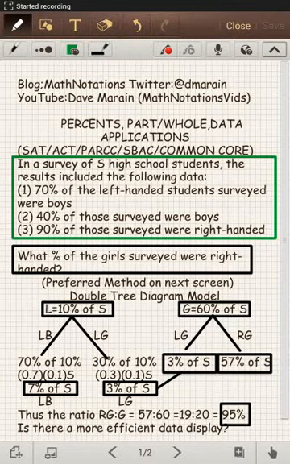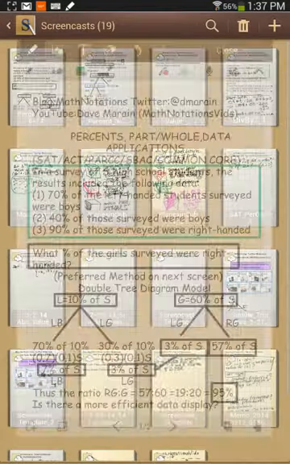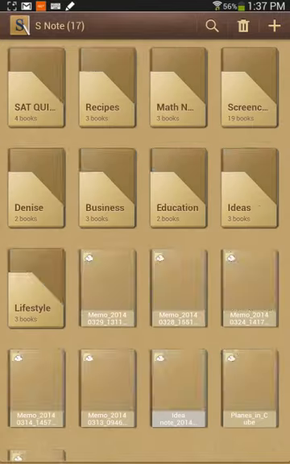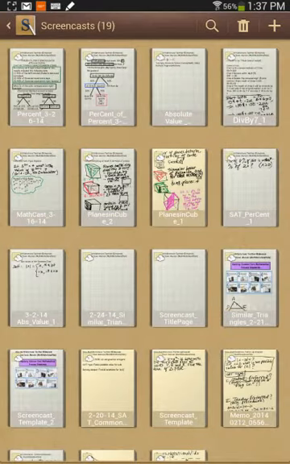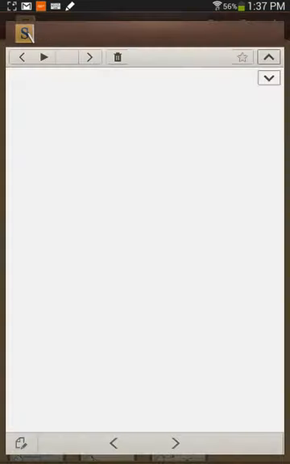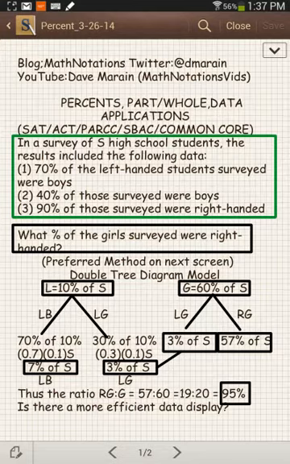Hi everybody, another percent ratio proportion part to whole application of data. Messed that up. Let me go back to our screen so you can actually see what it was we were doing here. There we go. You got a glimpse of all the other notes that I've been keeping here.